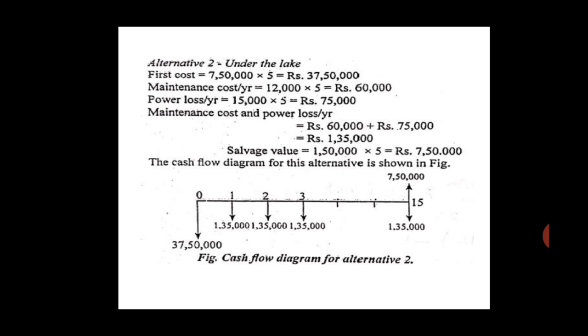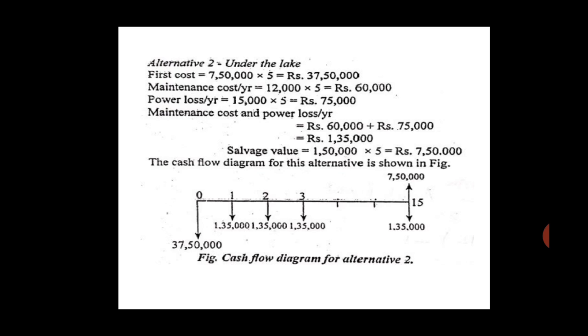Then maintenance cost per year is 12,000 rupees per kilometer. So we have to multiply it again by 5, it is 60,000 rupees per year. Power losses is 15,000 rupees per kilometer into 5 kilometers, that is 75,000 rupees per year. So the maintenance cost and power loss per year is 60,000 plus 75,000, that is 1,35,000 rupees. And the salvage value, scrap value after the 15 years period is 1,50,000 rupees into 5, that is 7,50,000 rupees.